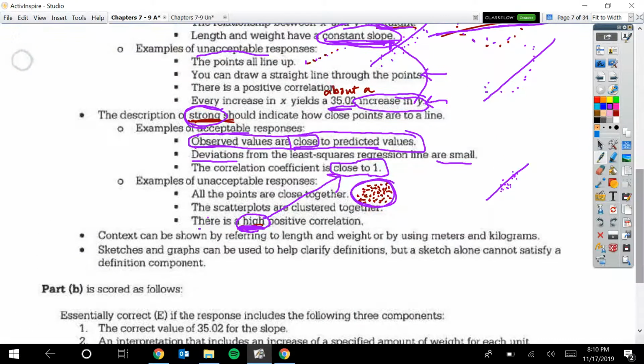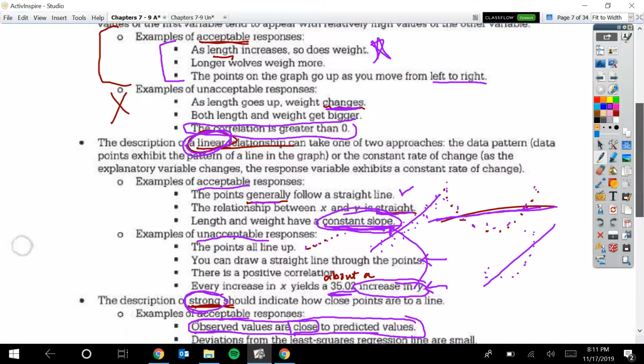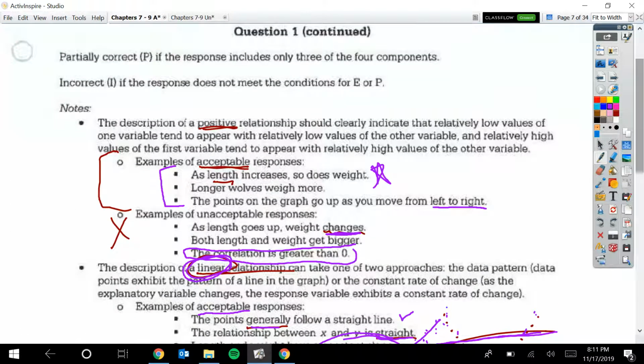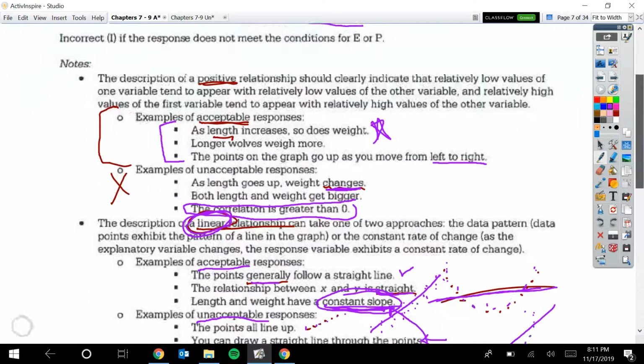All right. And then, of course, you had to say length and weight in there somewhere. You could use meters to kilograms to express that. Sketching a graph to clarify is okay, but a sketch alone cannot satisfy the component. So you want to see if you got all 4 of those items correct. If you just got 3 out of those 4, you got a P. And if you only got 2 out of those items or 1 item, you got an I for incorrect.